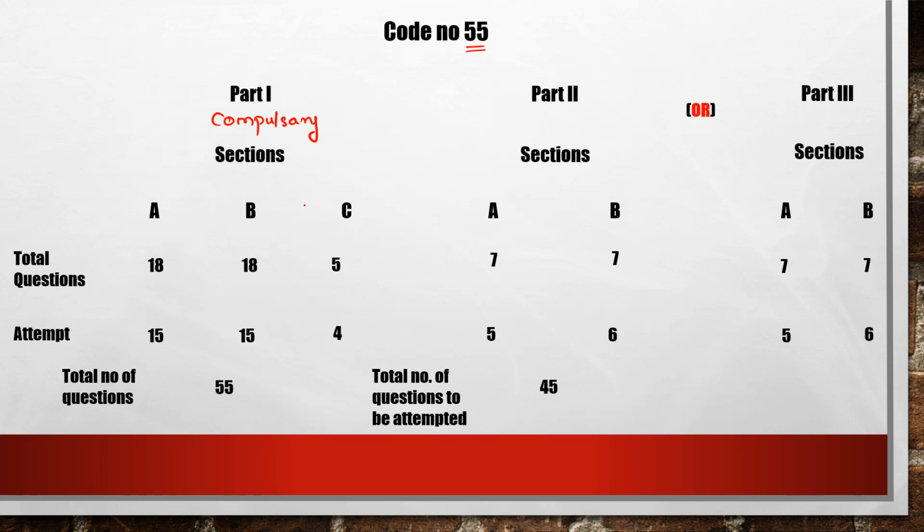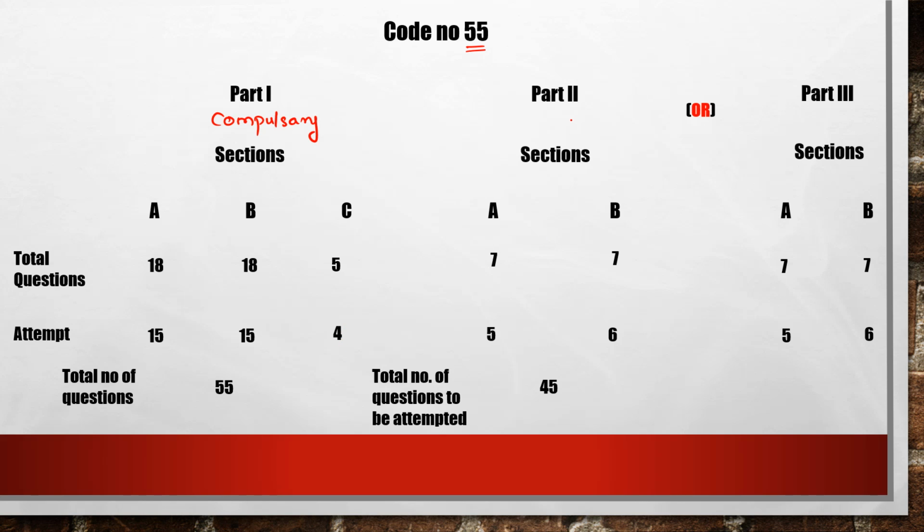Now let us understand Part 1, which is compulsory for you, divided into 3 sections, Section A, Section B, Section C, where the total number of questions given is 18, 18 and 5. Out of the 18 questions in Section A, you are supposed to attempt only 15. In Section B, out of the 18 questions, you are supposed to attempt any 15. And in Section C, out of the 5 questions, you can attempt any 4.